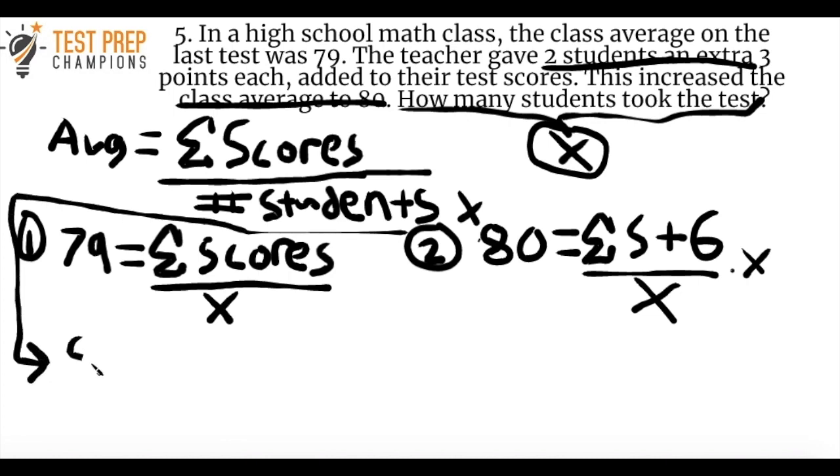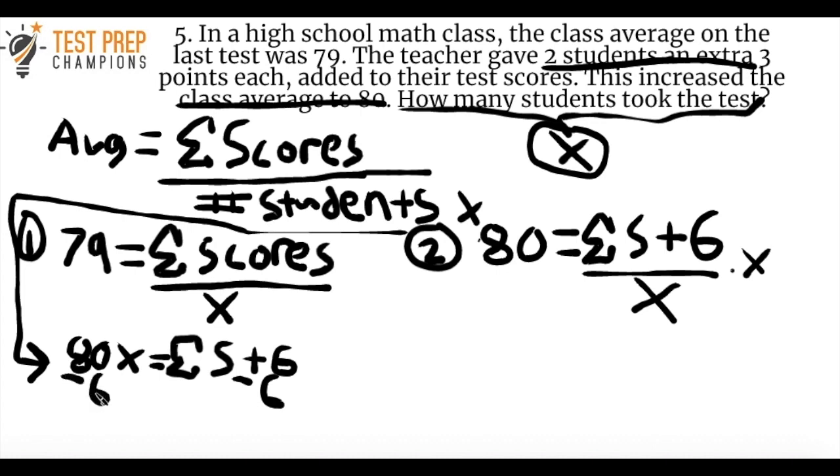So we have 80x, and that is equal to the sum of those scores plus 6. Now all we have to do to get that sum of the scores by itself is subtract 6 from both sides. So we subtract 6 on both sides of the equation, because whatever you do to one side, you have to do to the other. So we're subtracting 6 from both sides of the equation.